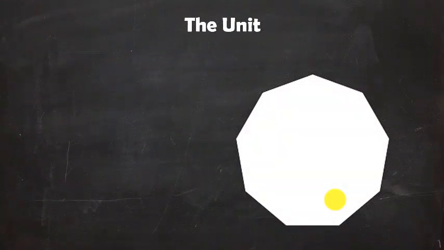Okay, first, the unit. What is a unit? A unit is just a whole thing. For example, I have this polygon. This is a unit because it's complete. Something that is completed, that is something whole.